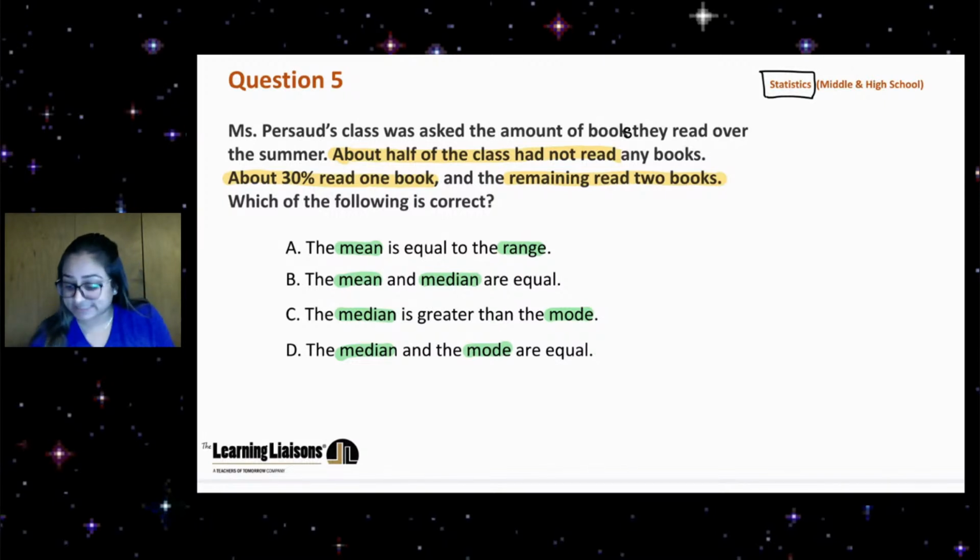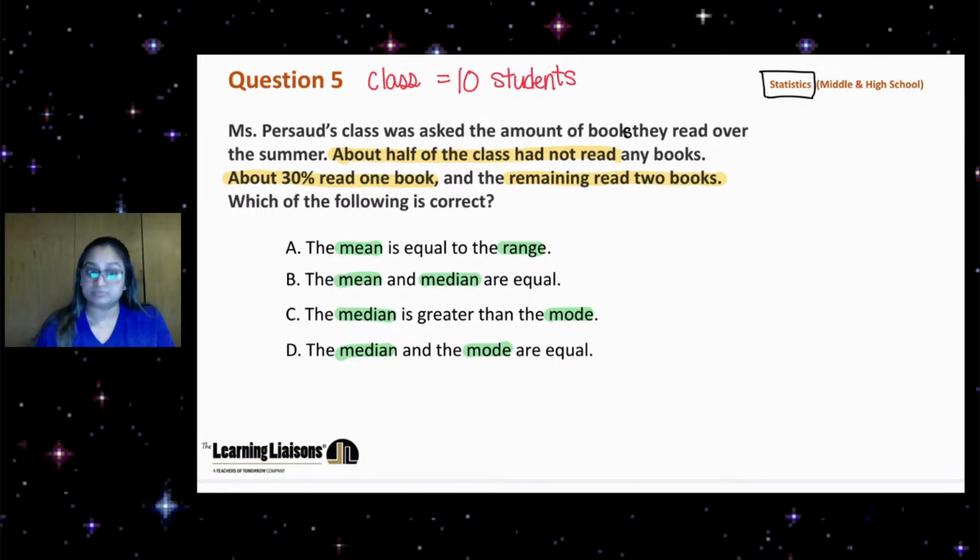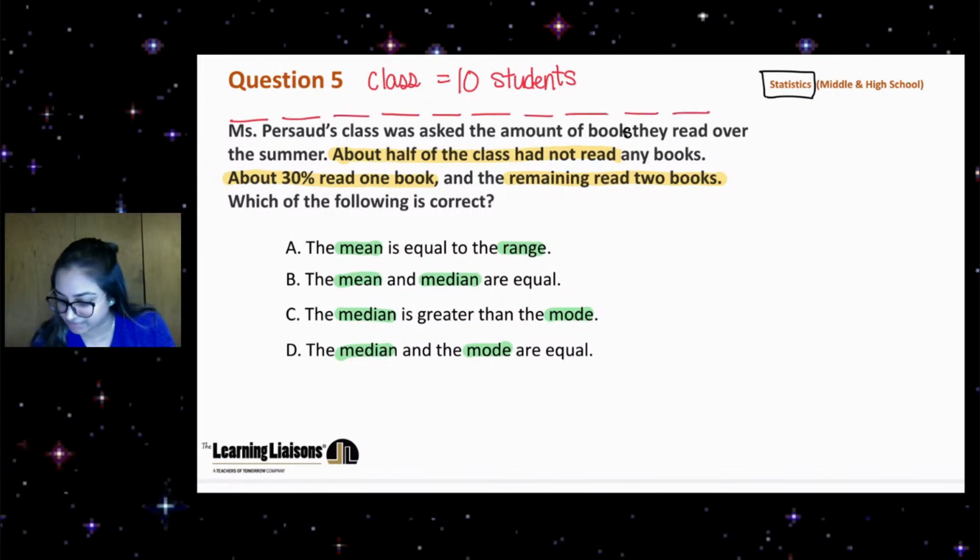So let's just say that the class is 10 students. But remember, we made up the number. So moving forward, things are a little bit different. So I'm going to just make 10 student slots at the top. 1, 2, 3, 4, 5, 6, 7, 8, 9, 10. And I'm going to move that information.